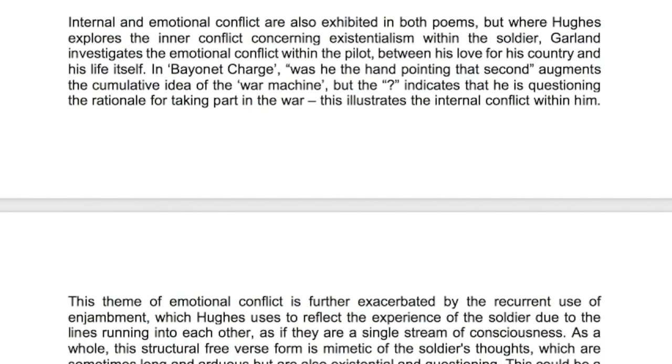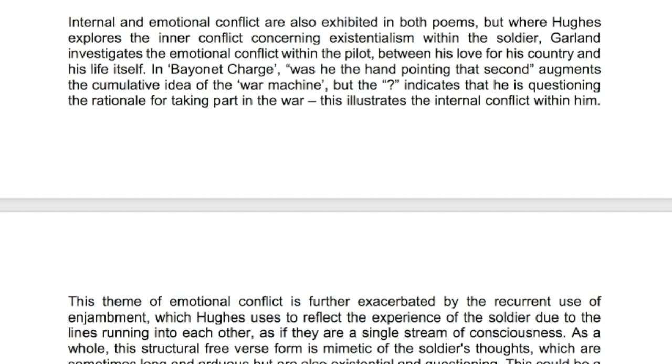This is a longer answer, but I think it's useful just to look at these first three paragraphs in particular. Internal and emotional conflict are also exhibited in both poems, but where Hughes explores the inner conflict concerning existentialism within the soldier, Garland investigates the emotional conflict within the pilot, between his love for his country and his life itself.